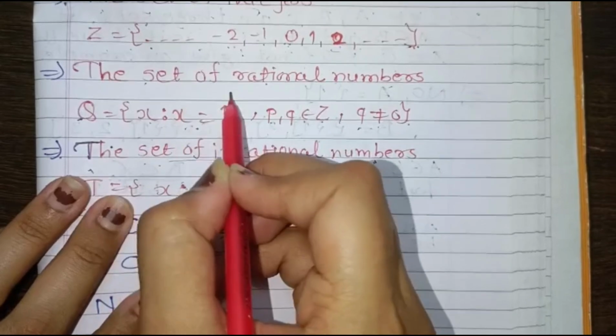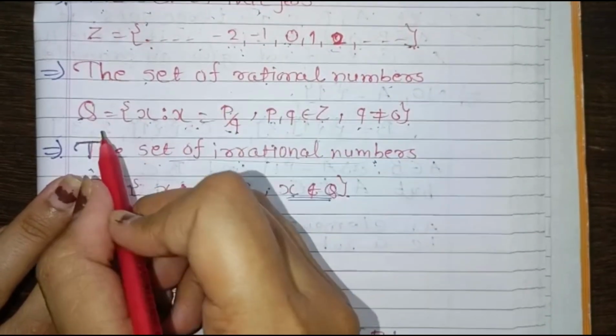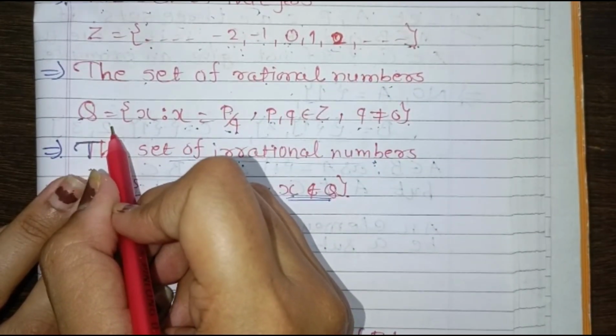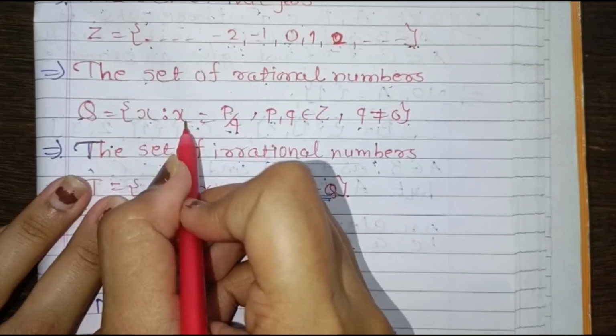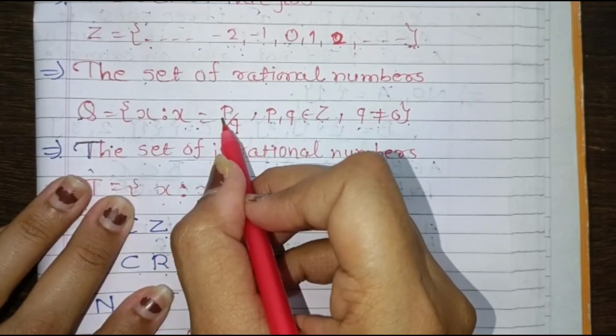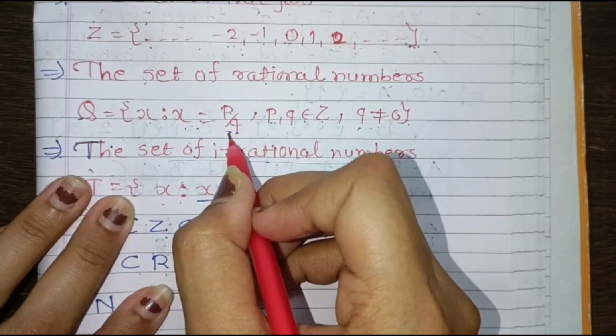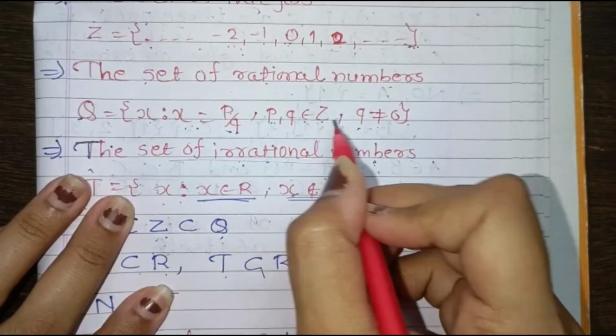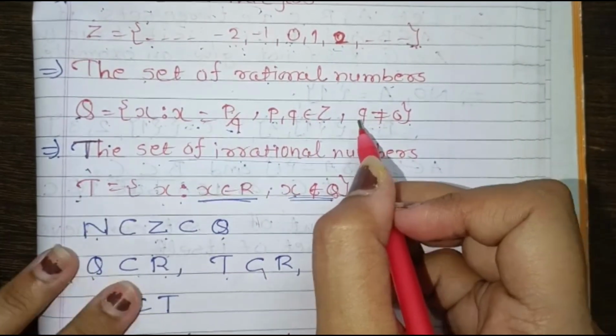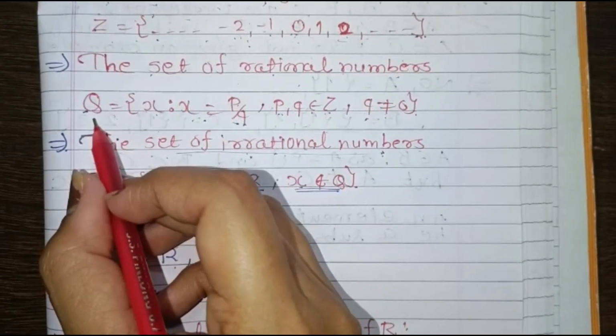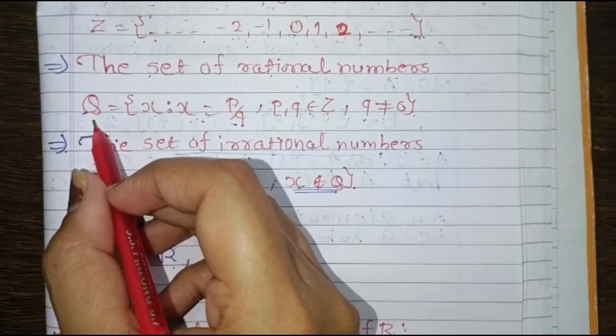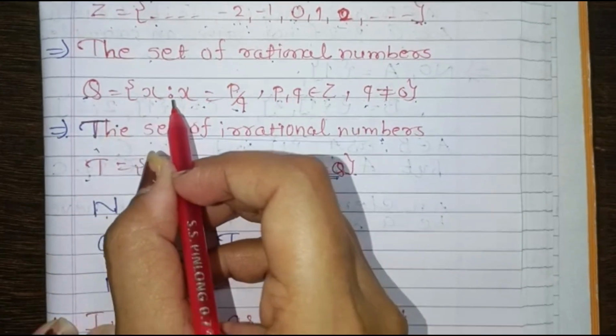Next is the set of rational numbers. The set of rational numbers is defined as numbers which you can write in the form p by q, where p and q belong to Z and q is not equal to 0. You can call it capital Q, the set of rational numbers.